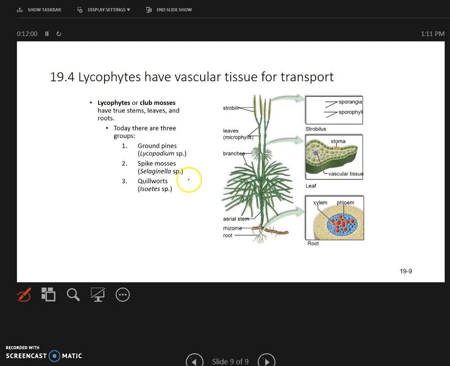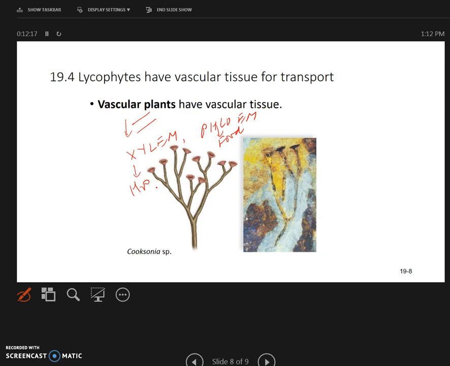So the lycophytes, there are three groups: the ground pines or the lycopodium, the spike mosses or the selaginella, and the quillworts, isoetes. One more thing that I had to tell you was that the Cooksonia were the first group of vascular plants that actually existed, long back in the Silurian period.